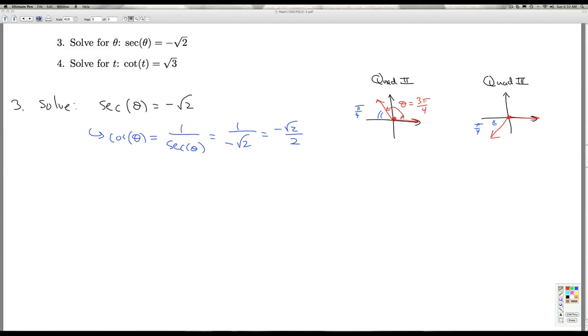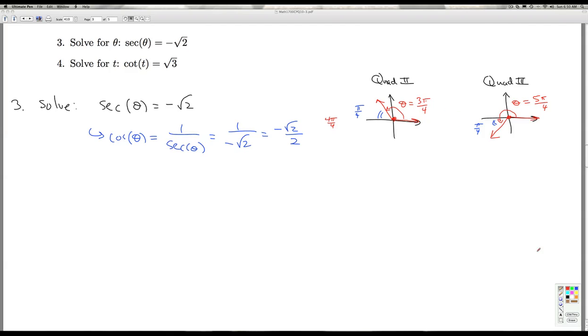I can think of 3 pi over 4 as going halfway around, which would be 4 pi over 4, and then backing up a pi over 4. A quadrant 3 angle with the reference angle of pi over 4 is 5 pi over 4, because going halfway around is 4 pi over 4, and then I'm adding another pi over 4.